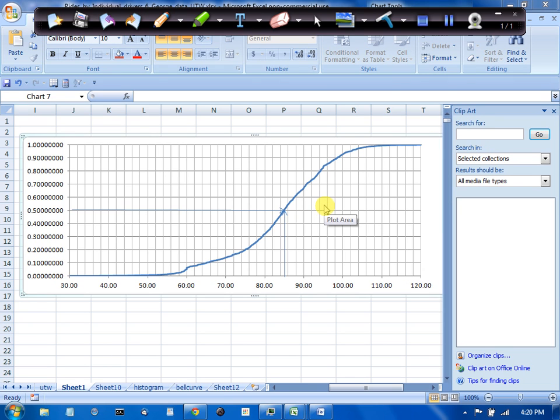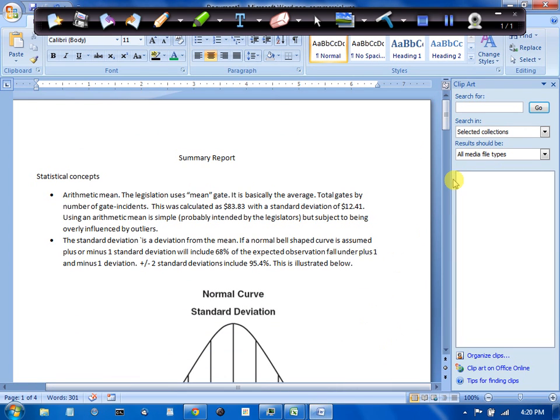Hi, I'm just starting to summarize some of the data for our meeting, and I've written a sort of summary report, and we have to probably discuss the arithmetic mean. That's basically the average, total gates divided by the number of gate incidents. And by total gates, I mean dollars, divided by the gate incident. And I calculated this at 83.83 with a standard deviation of 12.41.